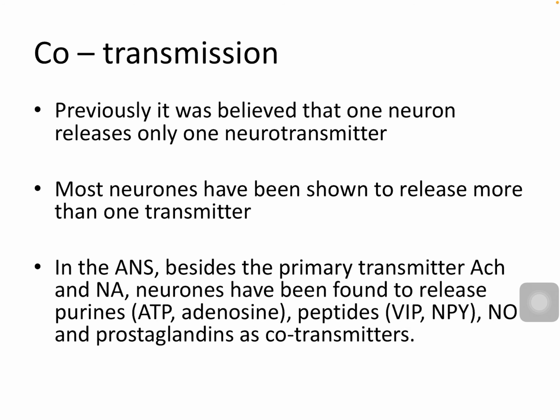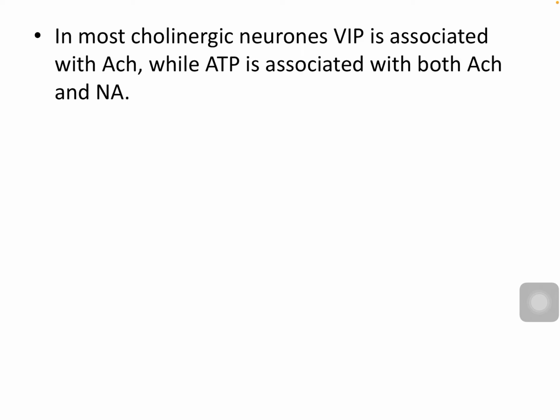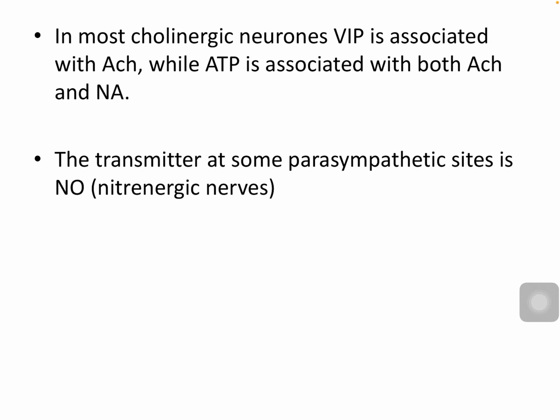So in the autonomic nervous system, besides the primary transmitter ACh for parasympathetic and noradrenaline for sympathetic, neurons have been found to release others, like purines such as ATP and adenosine. Then you have peptides like VIP, neuropeptide Y, nitric oxide, and prostaglandins as co-transmitters. So in most cholinergic neurons, along with ACh, vasoactive intestinal polypeptide is released, and ATP for the sympathetic nervous system. The transmitter at some parasympathetic sites is NO, nitrergic nerves.